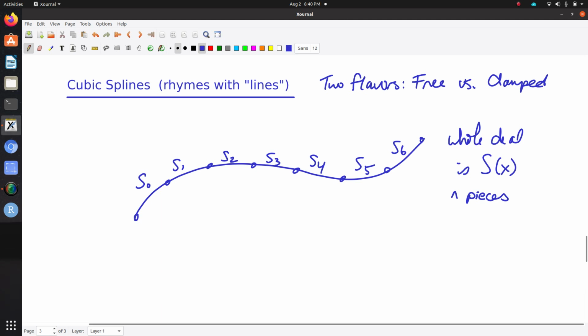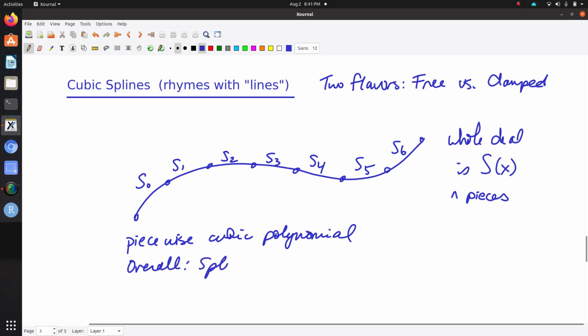So cubic splines are a piecewise cubic polynomial. All right. So overall, the spline has to interpolate points in given locations.